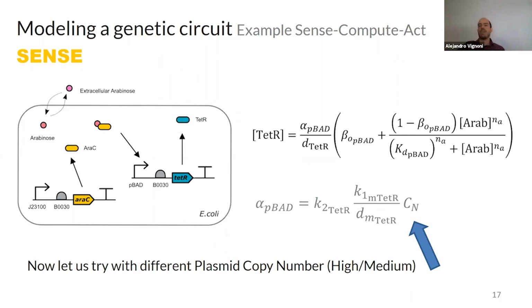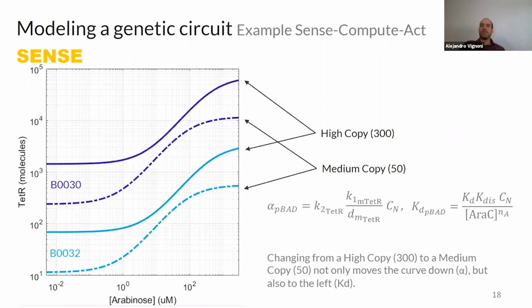What happens now if we put this construct in different plasmids that have different plasmid copy numbers, depending on the origin of replication? If we do that, for example, we put it in a high copy plasmid, 300, like the pSB1C3, for example, the one from the registry. If we put it there, 300 or more, we have what we had before, the full line curves. I took the one from the middle for visibility.